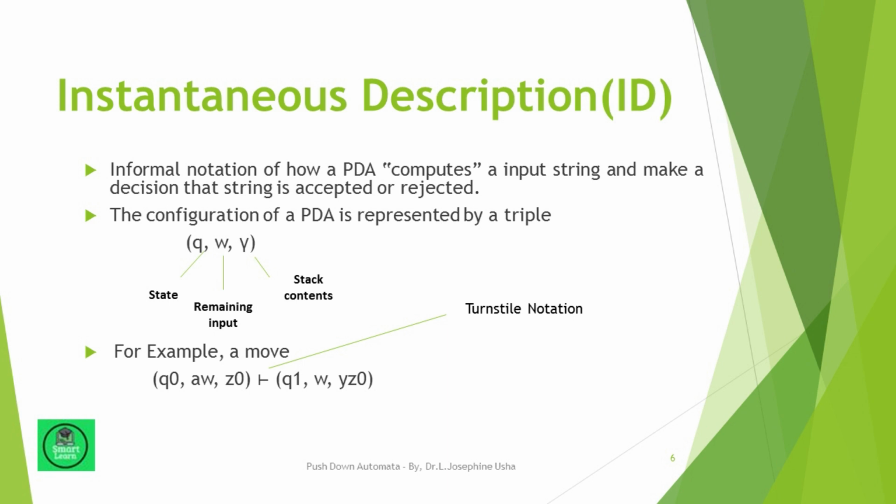After this move, the configuration will be (Q1, W, YZ0). That means after consuming the current input symbol A, it goes to the state Q1, and the stack content will be YZ0. This is possible if and only if you have the transition delta of (Q0, A, Z0) equal to (Q1, YZ0). So we are using this notation, the instantaneous description, for processing the input string.